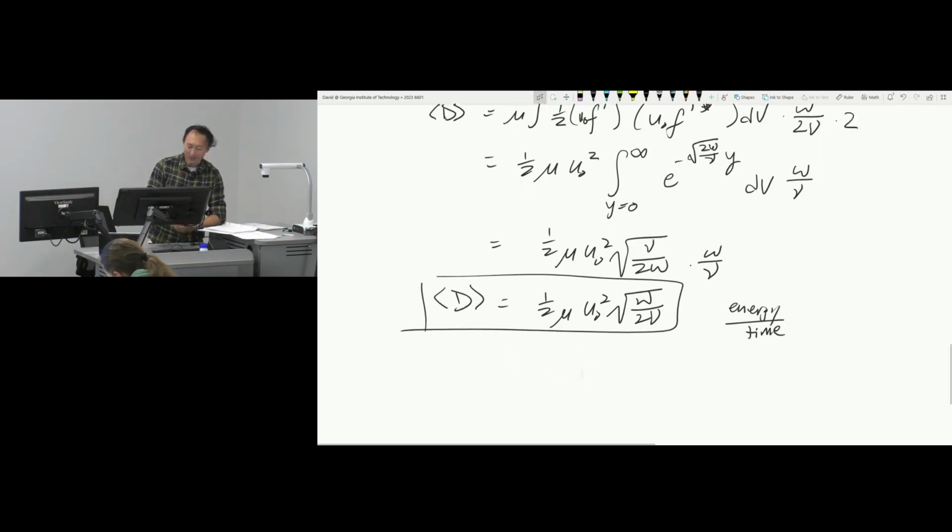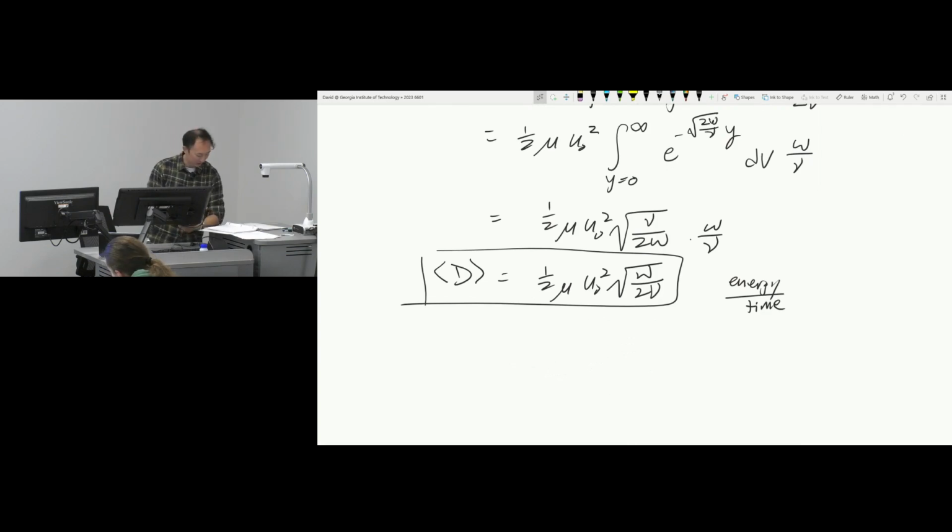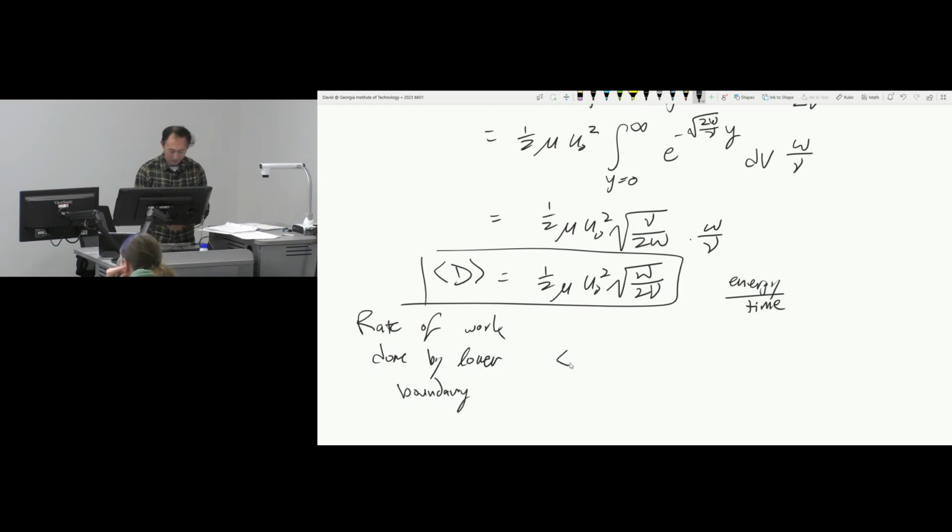Physically, what's going on? That is going on because I'm putting energy into the system, and let's show that. And that's what you're going to be doing for the homework for the wine tiers. The rate of energy going in is being done at the boundary. So the rate of work done by the lower boundary, I'll call that W.